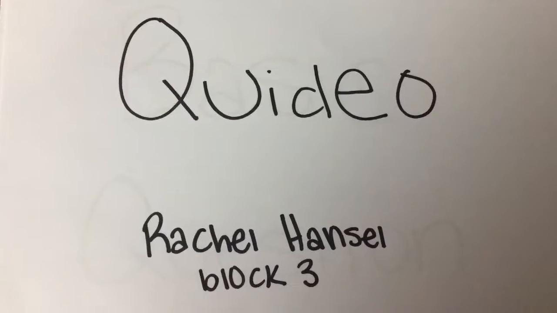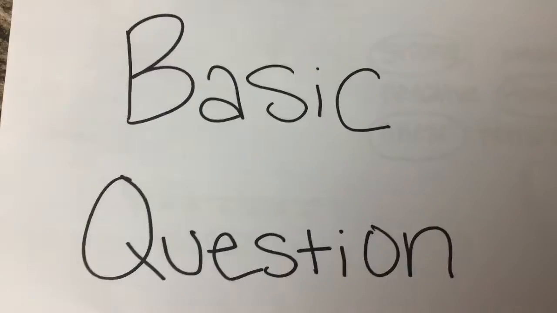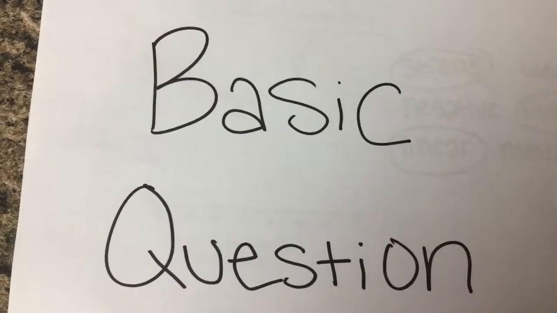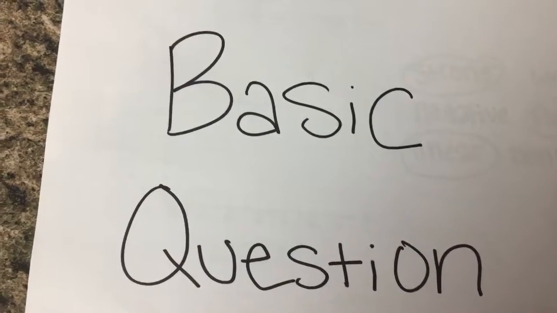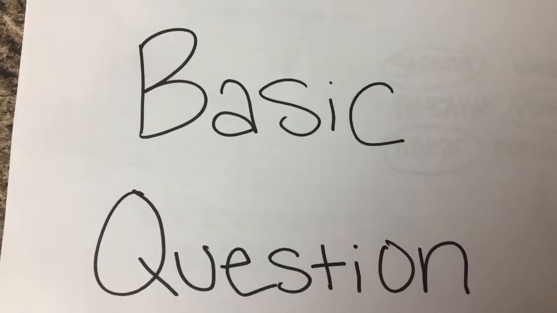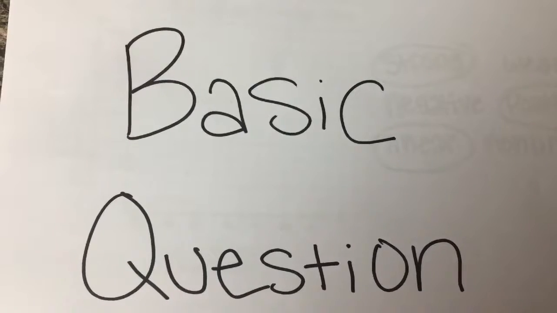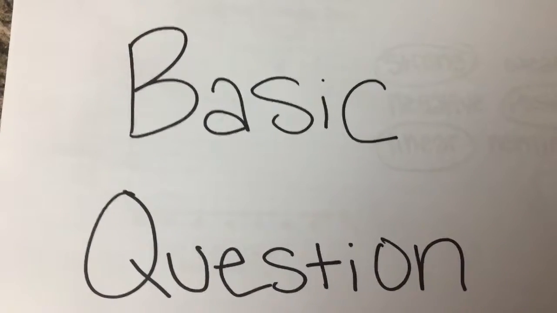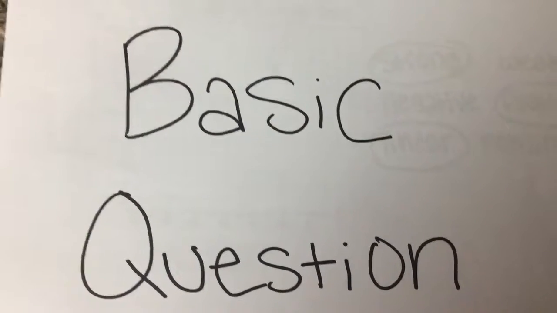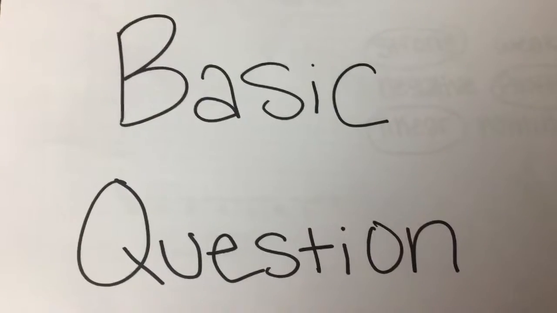So this is my first Quideo, and we are going to start off with the basic question. The basic question has to do with the metabolic rate and the lean body mass of 12 women who were subjects in a study of dieting. The researchers wanted to see if lean body mass has an important influence on metabolic rate because they believe that to be true. And metabolic rate is the amount of calories burned per 24 hours.